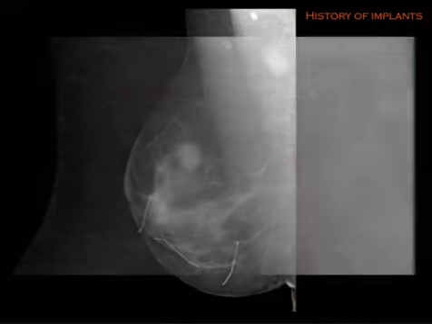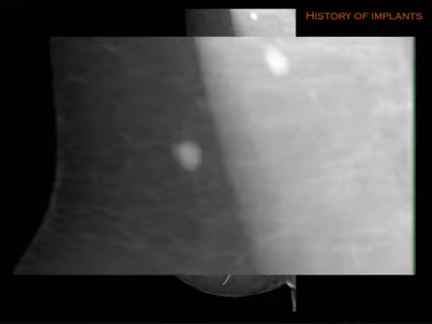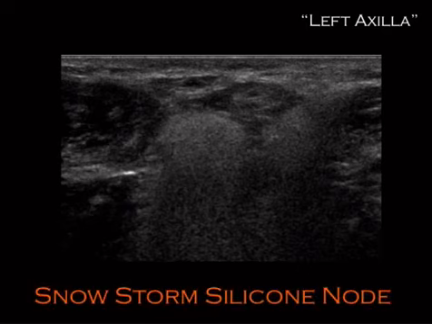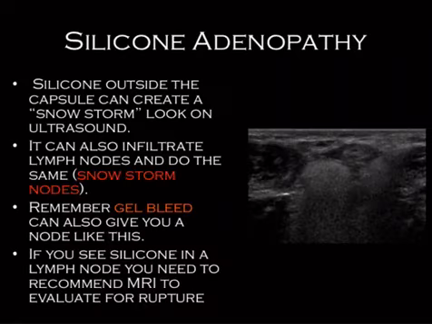So this person has had a history of implants, and we notice that they've got these high-density lymph nodes. So if you were presented with a next step question here, you would have to say ultrasound, and then you ultrasound these high-density lymph nodes, and it looks just like the last case. It's a snowstorm appearance inside of a lymph node. And this is the silicone adenopathy.